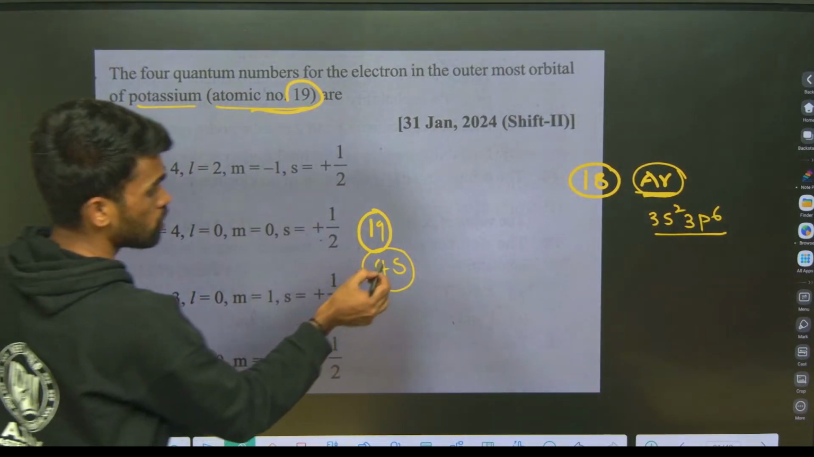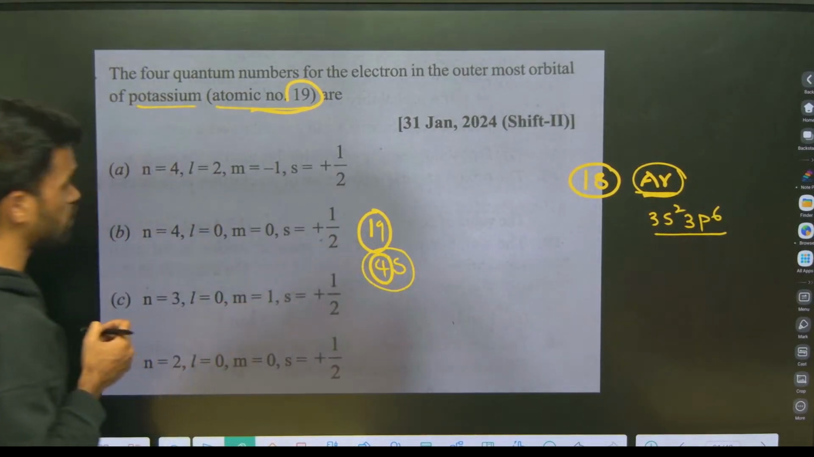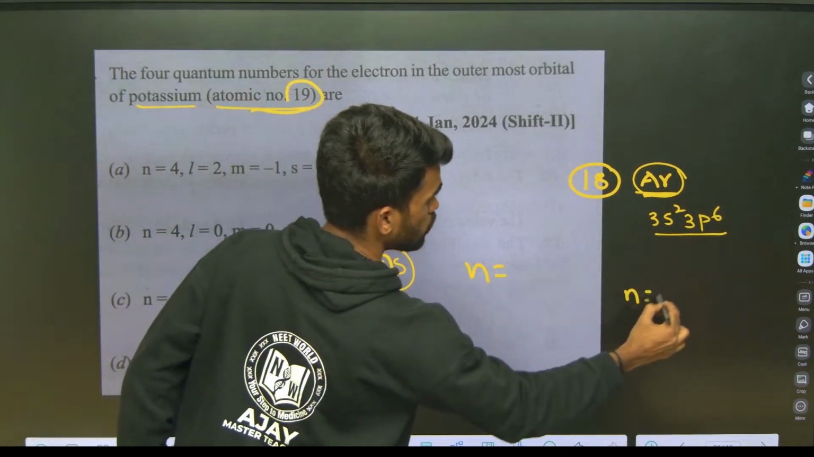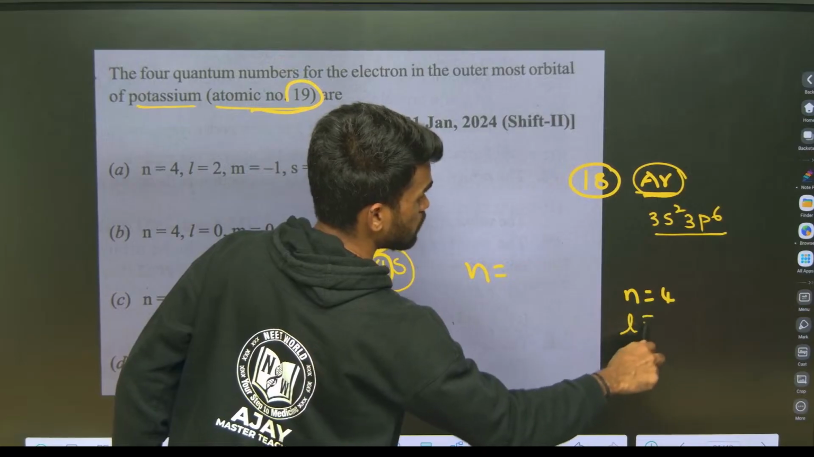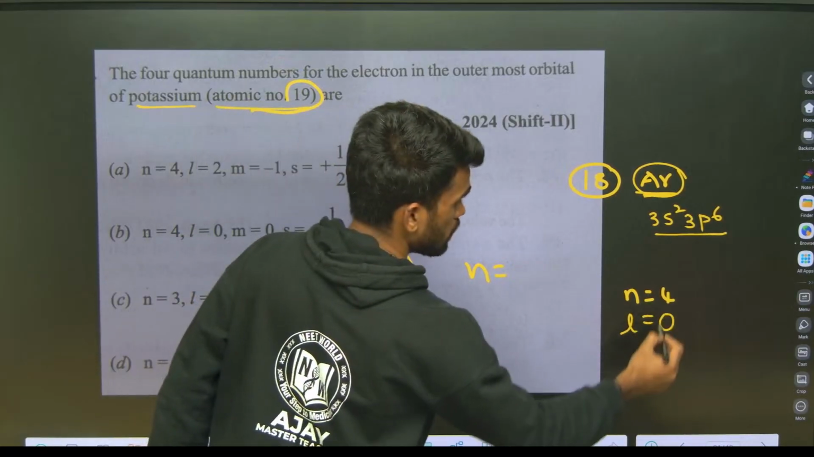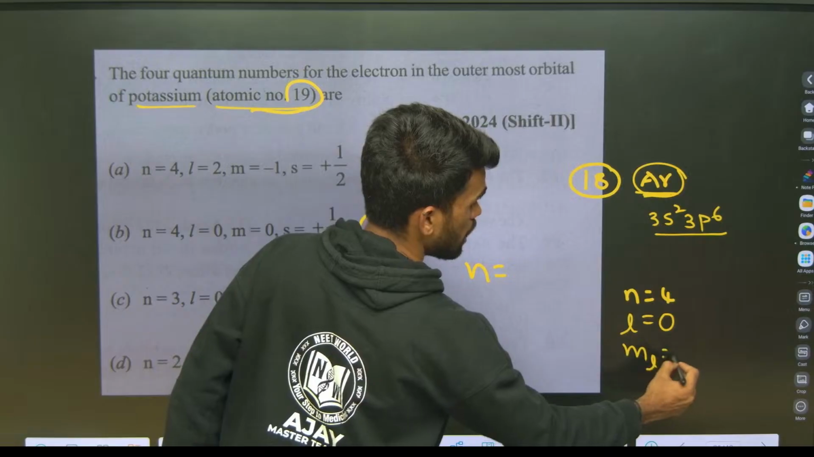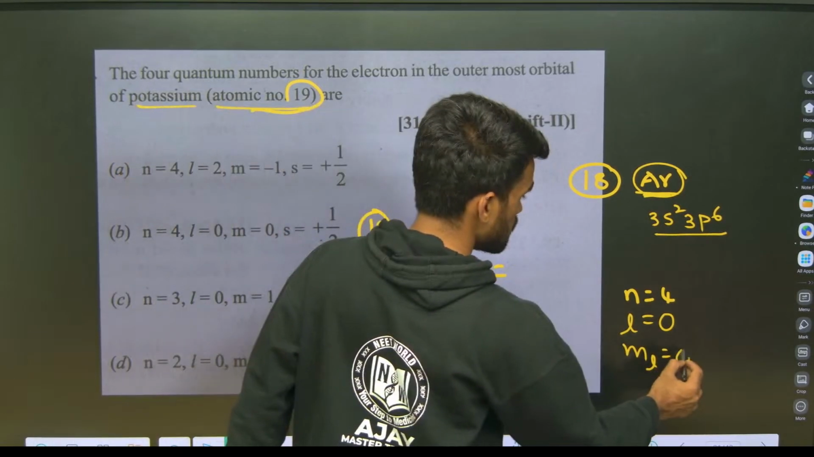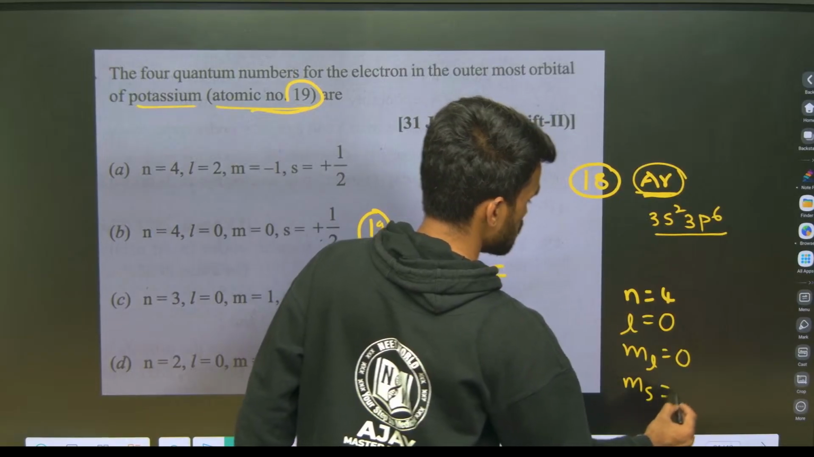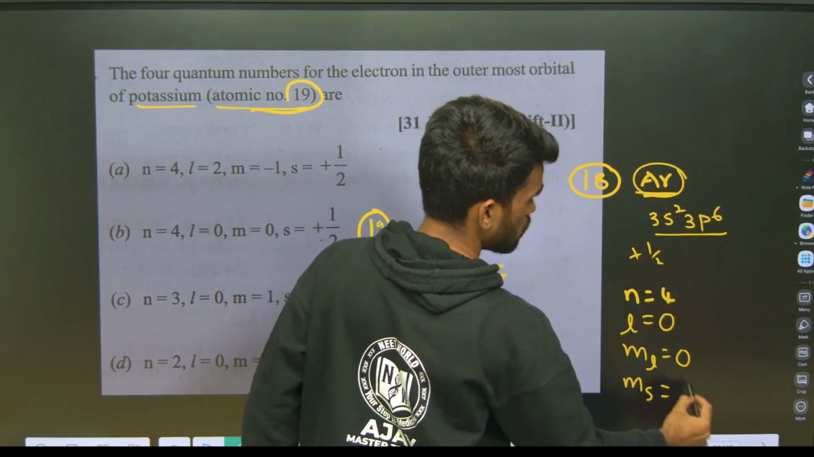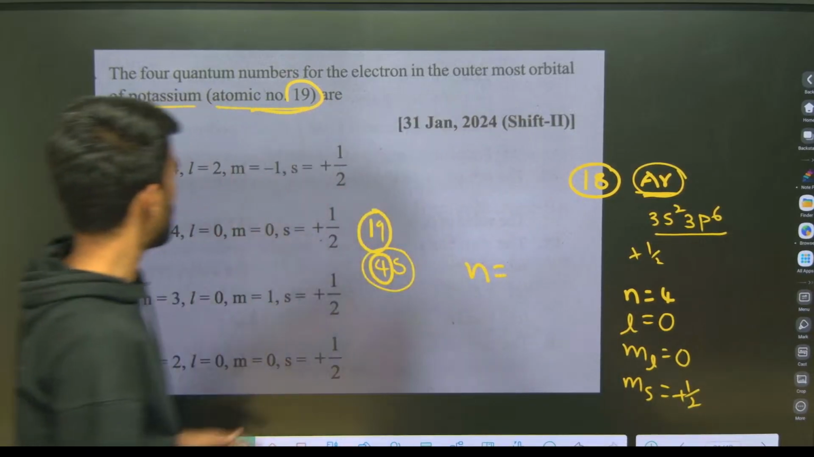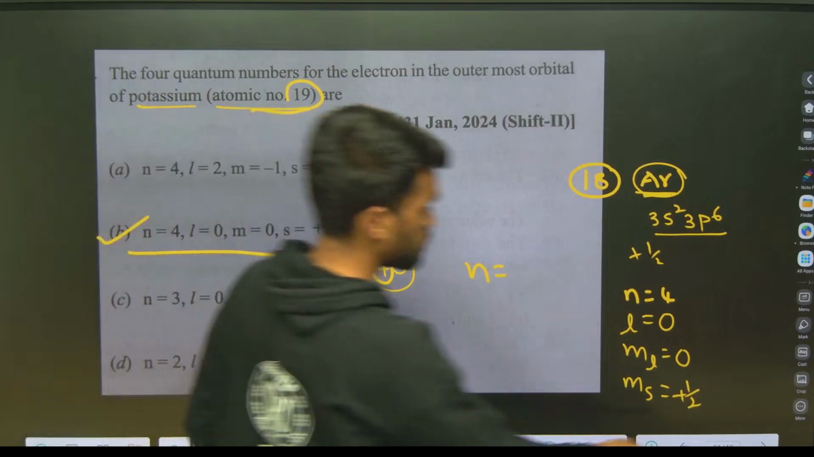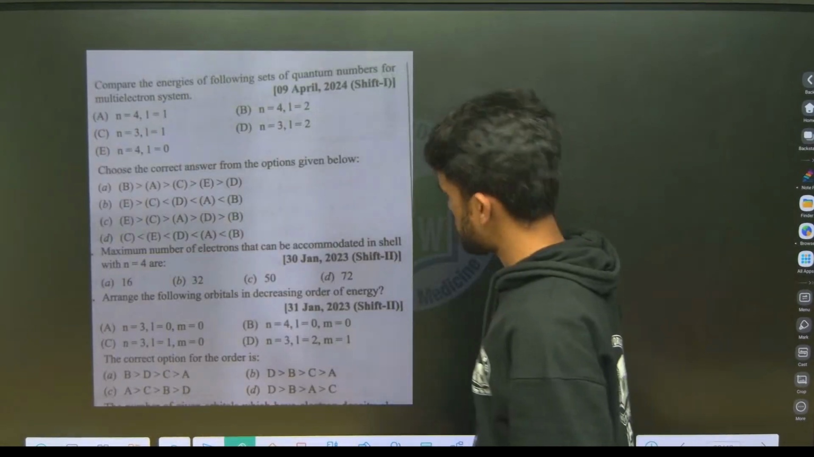Now 4s means what is the n value here? n equals 4. What is the l value for an s orbital? 0. And what about the ml value? ml lies from minus l to plus l, so 0 only. Next, spin: ms is plus half. You can take plus half. So that will be our answer. Okay, simple.